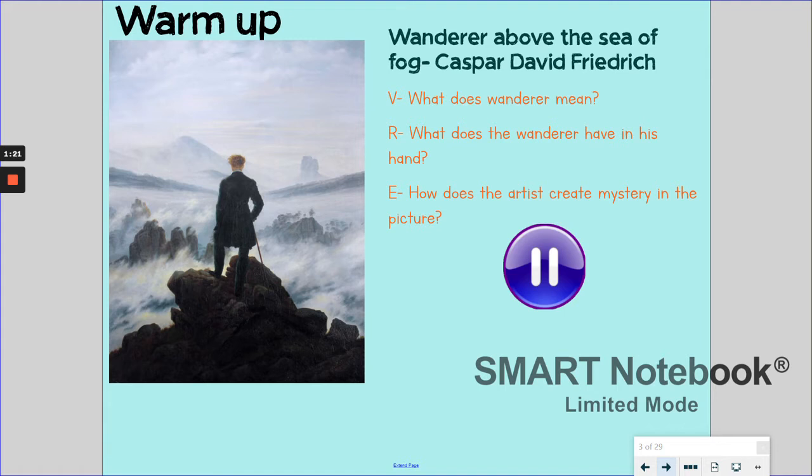So the vocabulary then, we'll look at the title of the picture, Wanderer Above the Sea of Fog. What does wanderer mean? Retrieval, what does the wanderer have in his hand? And explain. Can you explain how the artist creates mystery in the picture? So pause, have a think about those, and we'll come back with the answers.